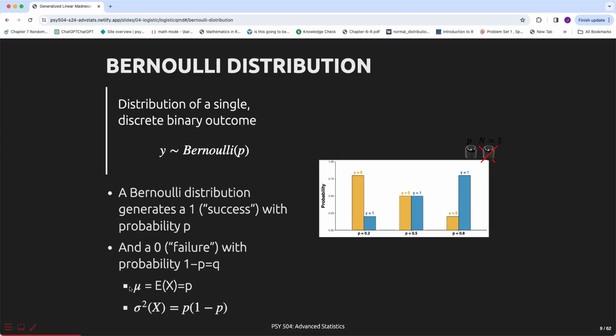And then we know that 1 minus p would be the probability of failure. And what I have here is, to get the mean from a Bernoulli distribution, it's just the probability p. And the variance is the probability times 1 minus p. And the standard deviation is just the square root of that. And what I have here are some Bernoulli distributions, so you get a sense of what they look like. Again, it's just one event.